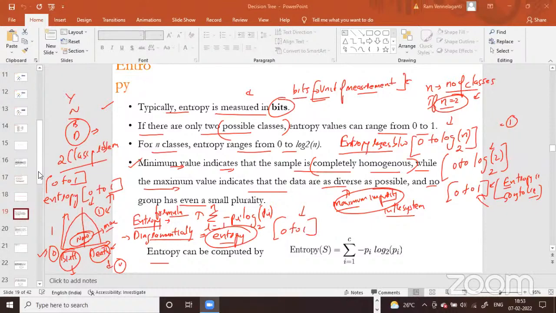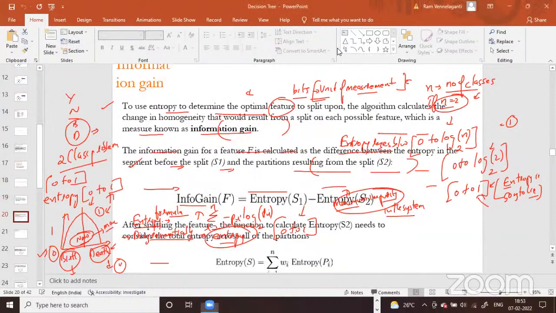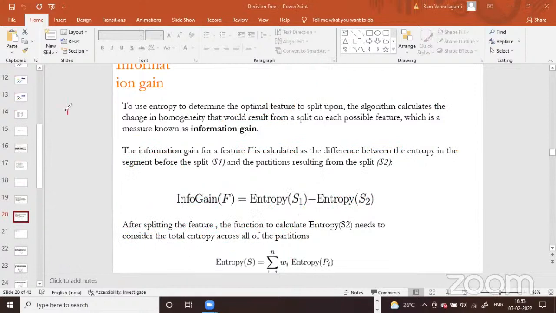Now, there is another concept that we have to understand. It is called information gain. What is information gain? It is equal to entropy before split minus entropy after split for us.